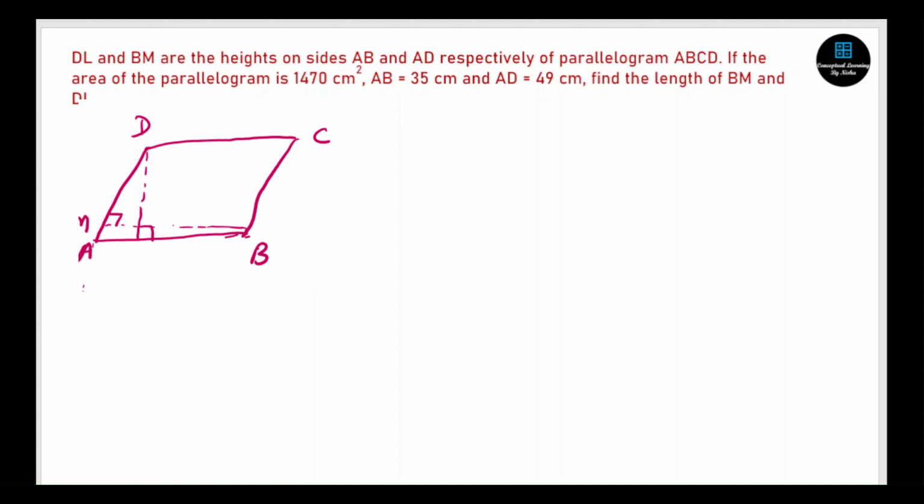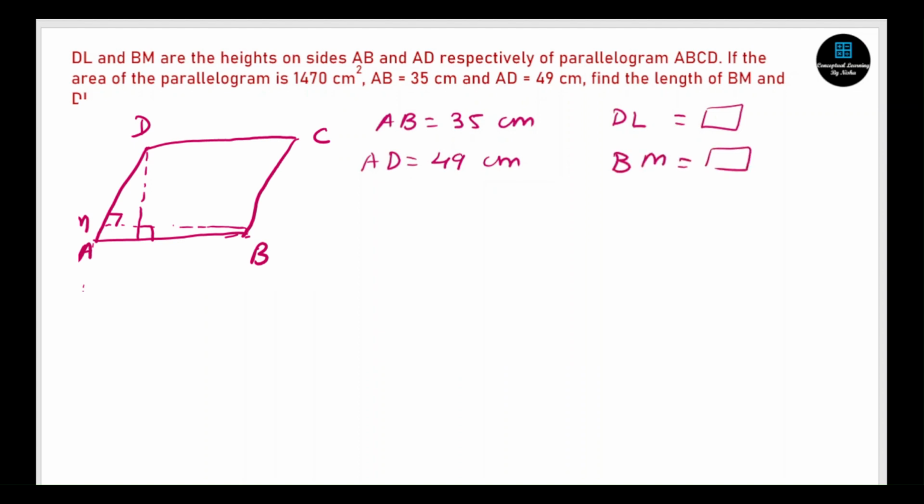AB is given, so let me write what is given to us. AB is 35 centimeter and the corresponding height is DL for AB. Okay, DL we have to find. And AD is equal to 49 centimeter and I have to find its corresponding height, which is BM. And area of parallelogram ABCD is given, which is 1470 centimeter square. Alright.